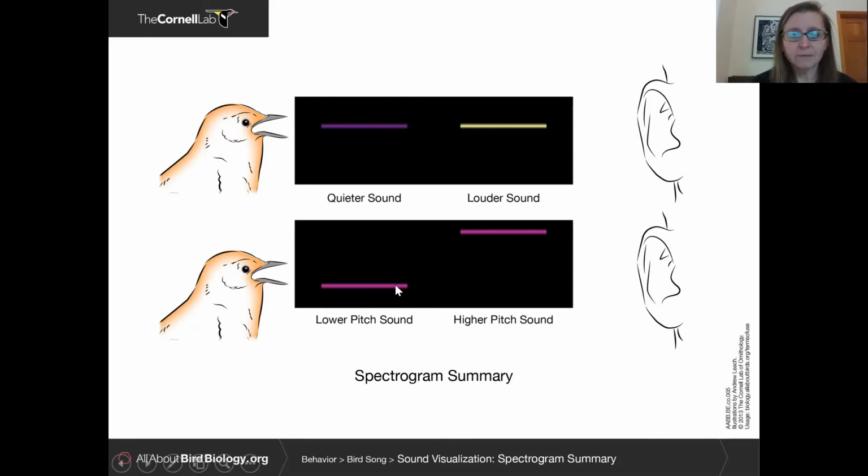In this lower spectrogram you can see this difference in pitch here, and you can see by looking at the color of the two sounds that they actually are the same volume. They have the same color value, and so they're the same volume. And so when we look at spectrograms, what we are really able to focus on is the changes in frequency, which can be really important in understanding birdsong.